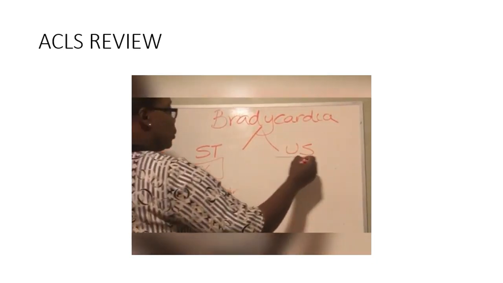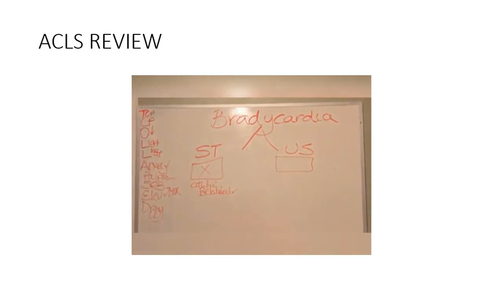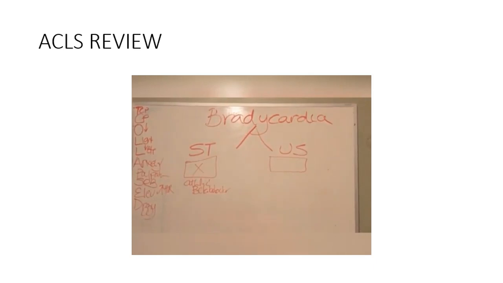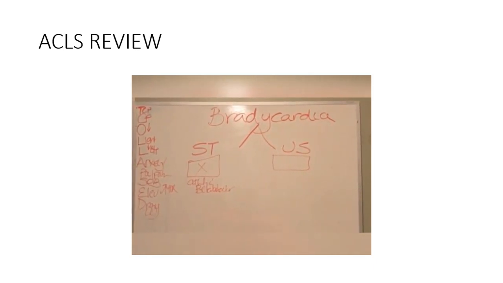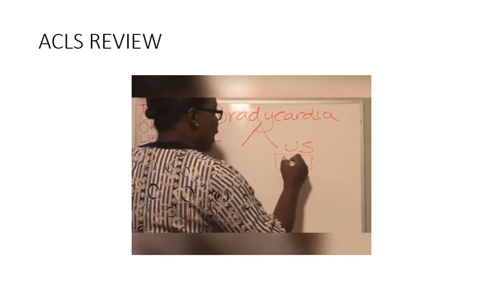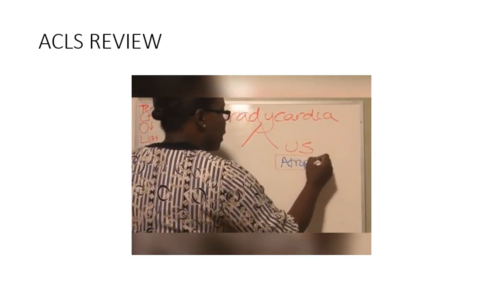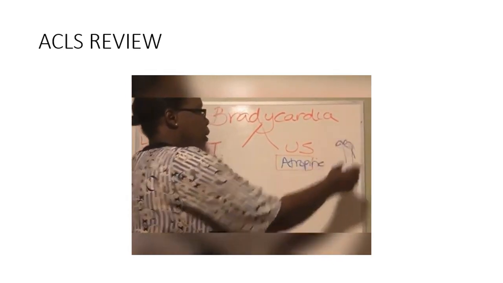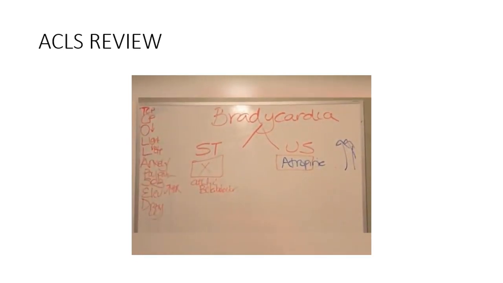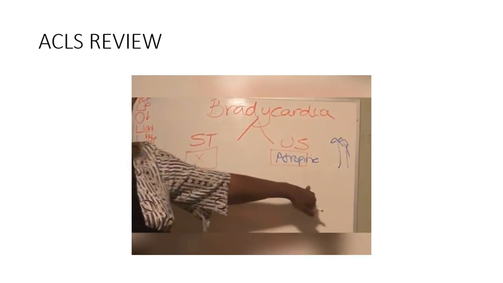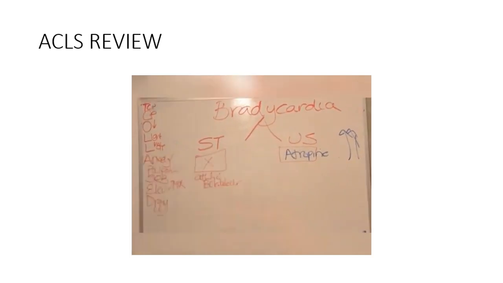Now, what do we do for unstable? What is the drug of choice? Now you're going to hear adenosine and you're going to hear atropine. Anytime you hear the word atropine, we know that's going to do what? Speed up the heart. When you hear about adenosine, then you know it's going to do what? Slow down your heart. So when we talk about sinus tachycardia, hello, we're going to have adenosine. When you talk about bradycardia, we're going to give atropine.